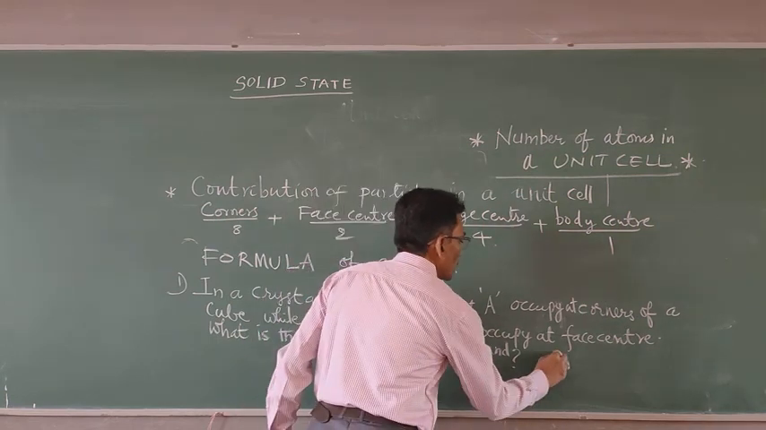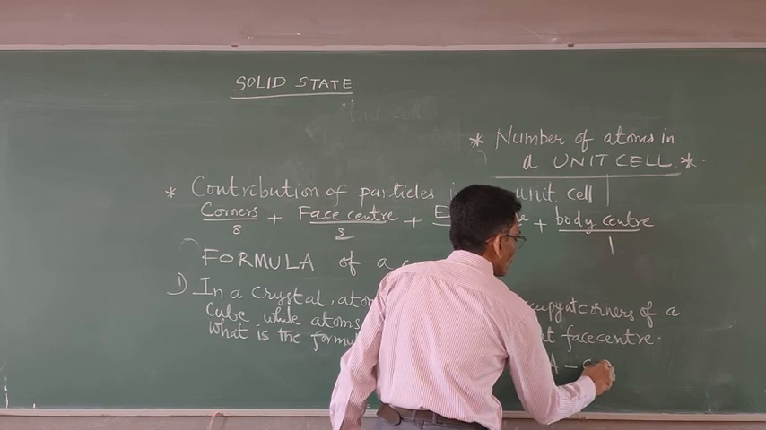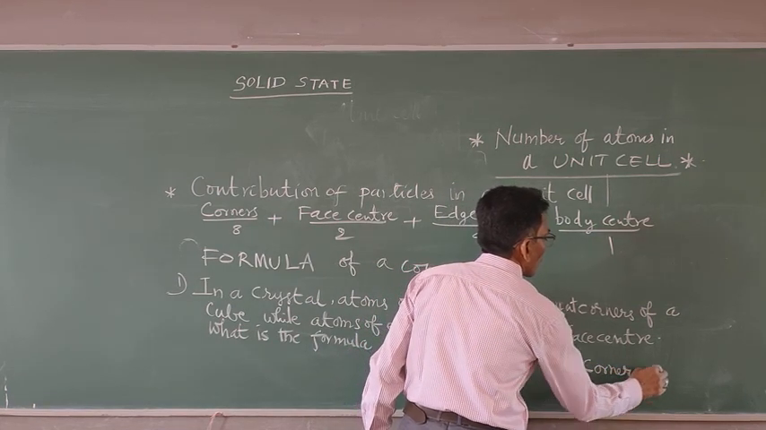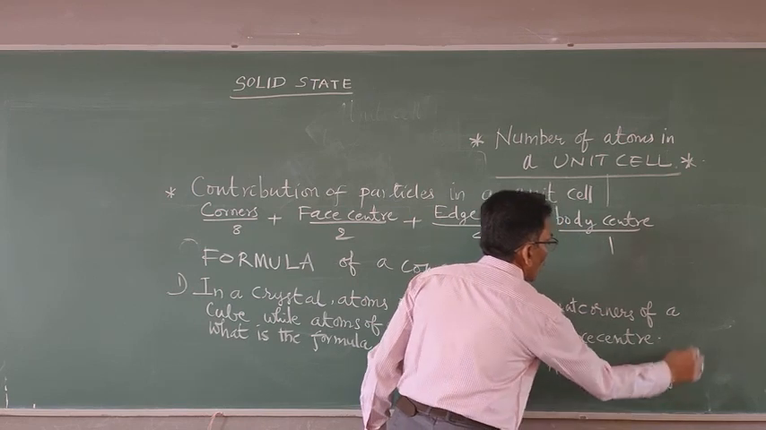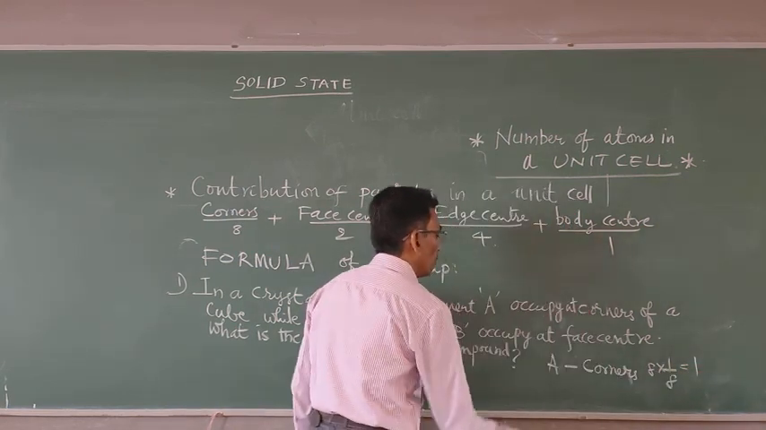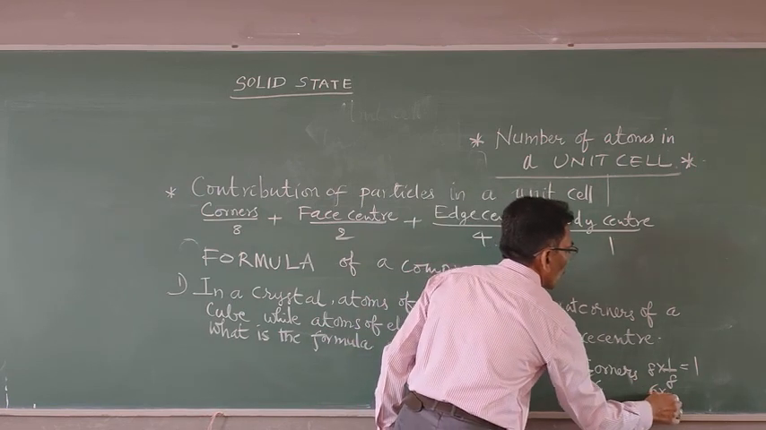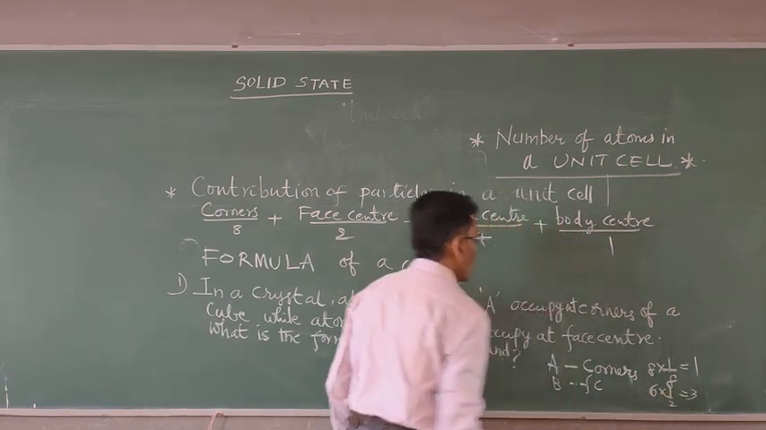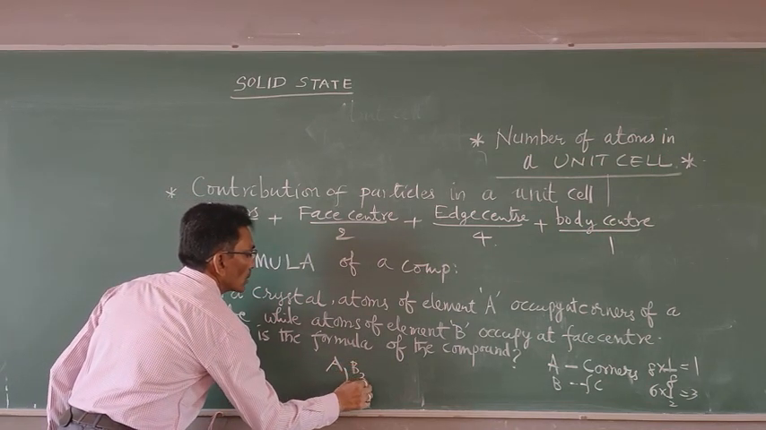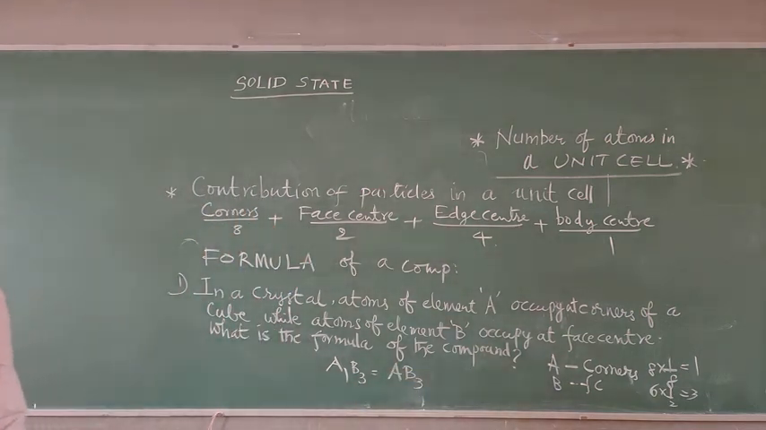Where are A? A at corners. Therefore, A at corners, that is 8 into 1 by 8. All corners are occupied, so the number of A atoms is 1. B at face centers. Face centers are 6 into 1 by 2, that is 3. Hence the formula is A1 B3, or simply AB3. Answer is over.